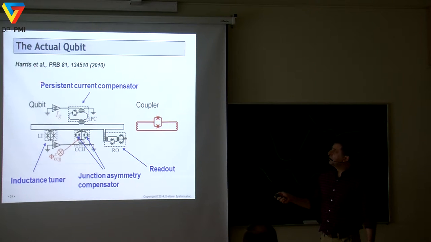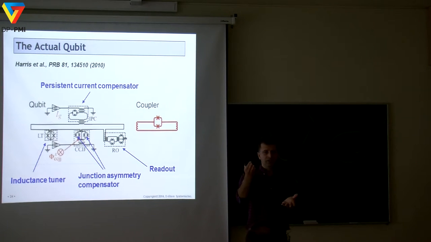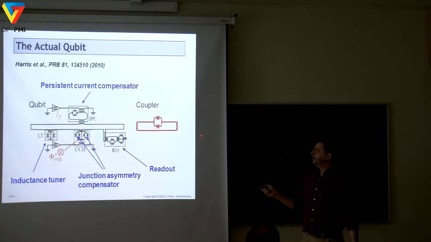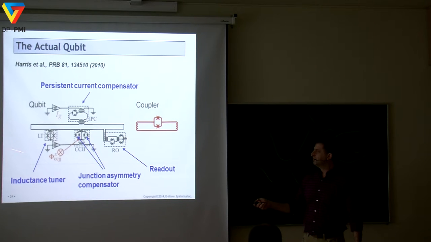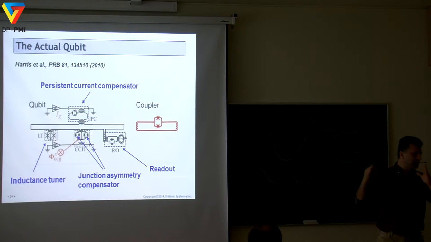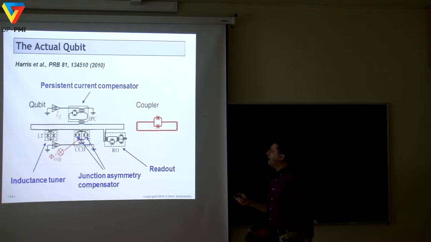We also have something called a persistent current compensator, which deals with what I just told you, to make J and H terms uniformly change together. We have L tuners, which is basically when you couple one qubit to another qubit, the inductance of the other qubit changes the inductance of this qubit. And in order to make the qubit robust and not change, you have to compensate that. We have some magnetic inductance compensator, and we have some readout circuit. So the actual qubit is much more complicated than what I told you, but the basic physics is the same, okay? That's all I want you to take from this. And the couplers also look very similar to a qubit, but I don't want to get into that.